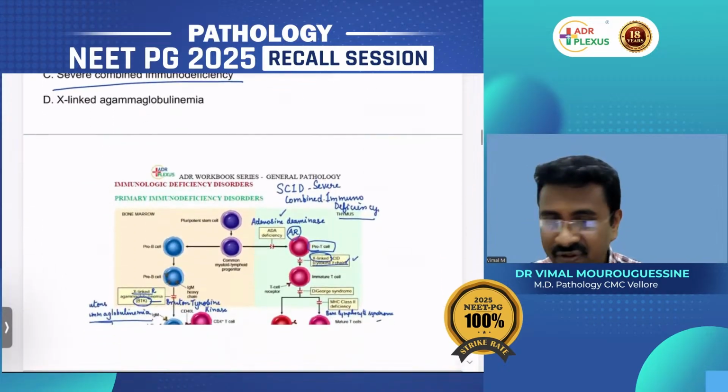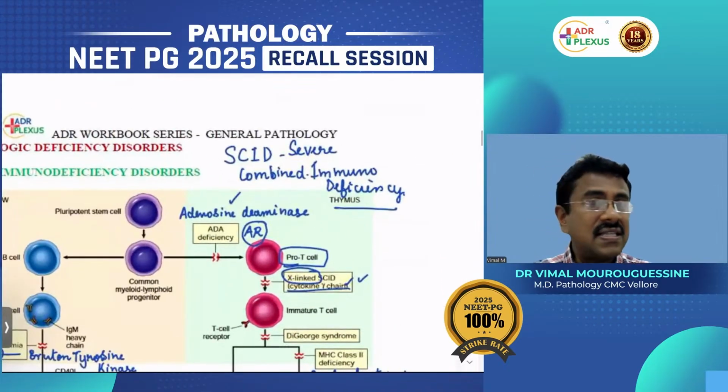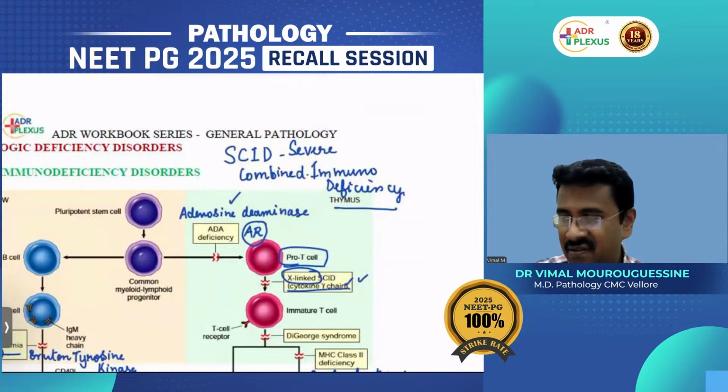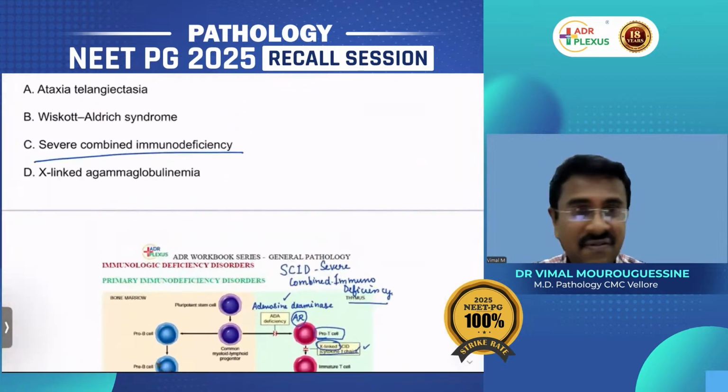As you can see here from our workbook, in SCID, adenosine deaminase deficiency constitutes the autosomal recessive form of SCID, whereas the X-linked form is the cytokine gamma chain mutation. Yes, so SCID also we have discussed in our class.